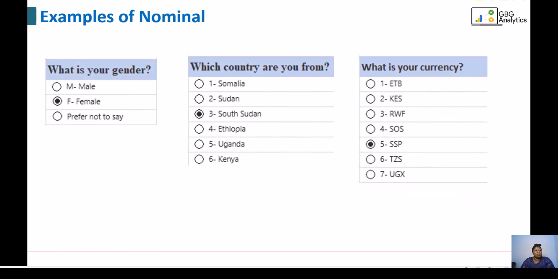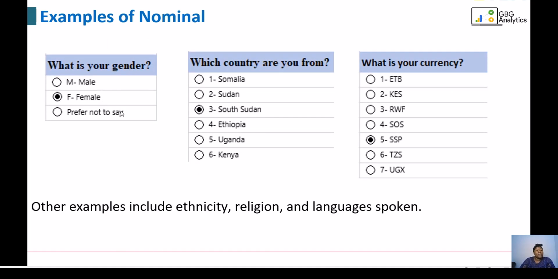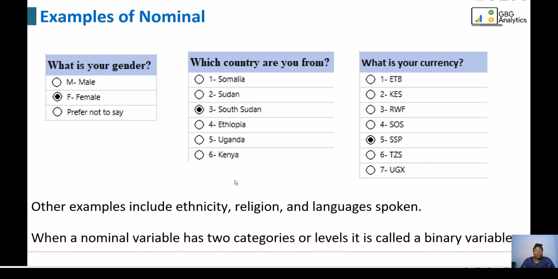Examples are: what is your gender? Are you a male or a female, or you prefer not to say? Or you'll have seen something like, which country did you come from? Somalia, Sudan, South Sudan, or Kenya? Or what is your currency? Like ETB for Ethiopia, KES for Kenya, that's Kenya shilling. Other examples could include ethnicity, your religion, or the kind of language that you speak. When a nominal variable has two categories or levels, we call it a binary variable. But if it has more, we call it a multi-category variable.